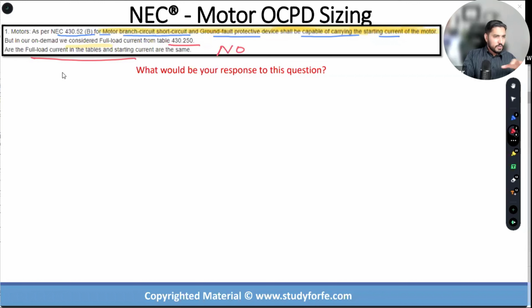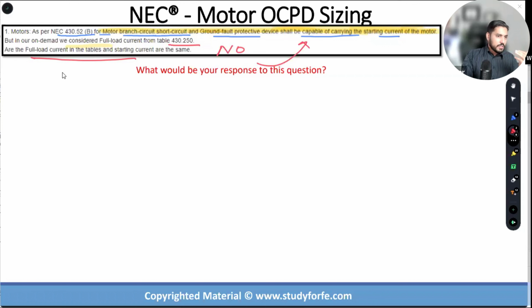So the premise, the basis of the question, is wrong. But this is a deep question. I'd like to explore it with you guys to make sure that you understand where the student is coming from and what we can learn from it. The short answer is that FLC and the starting currents are not the same. Starting currents are multiples of your FLC. But that still does not answer this question.